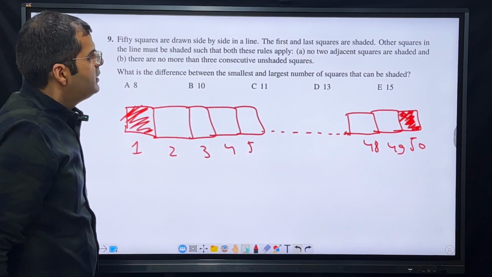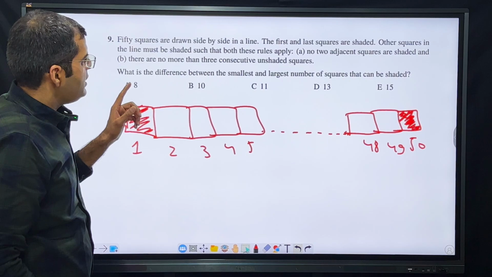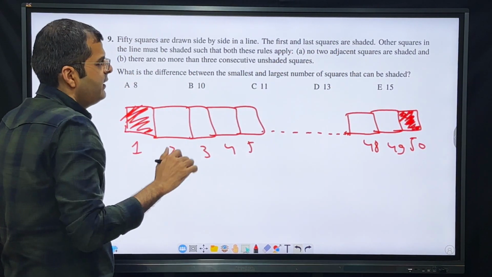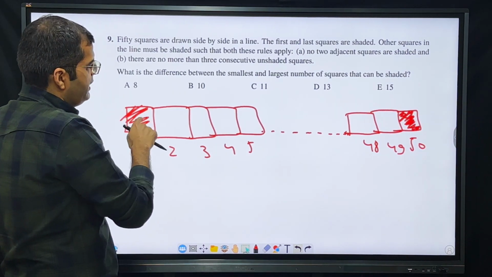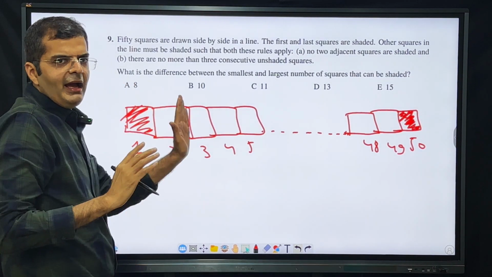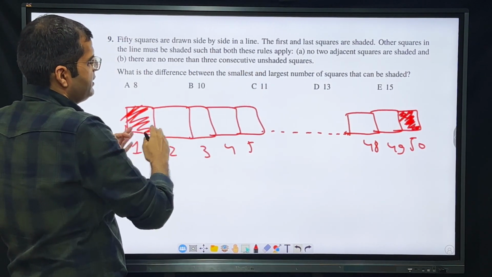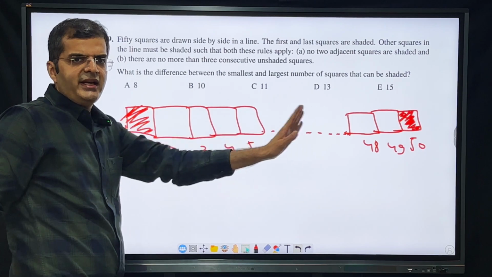Now, what I need to do is apply both the rules. First is no two adjacent squares are shaded. That means adjacent squares are not shaded, so I need a gap in between at least. But there should be no gap of more than 3 unshaded. So at max I can have 3 unshaded and then I'll shade one.